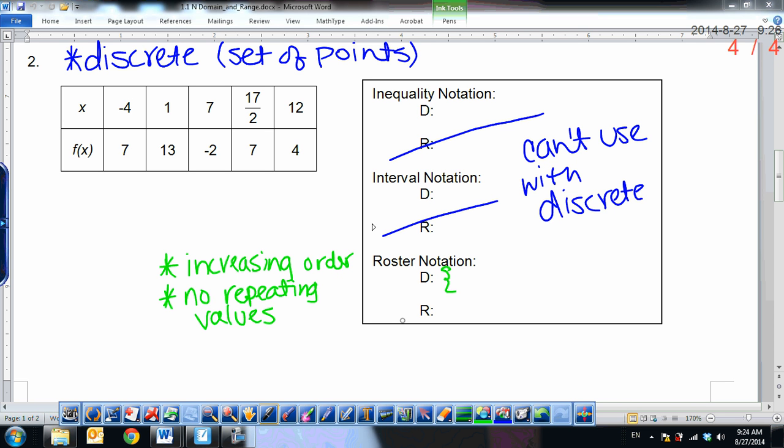Okay, so let's start. What's the lowest number of our domain? -4. It looks like it's in order for us, so that's nice. So we're going to go -4, 1, 7. Let's make sure 17.5 is bigger than 7. Yeah, it's about 8.5, right? Or not about 8.5, I shouldn't say that. It is 8.5. And 12.